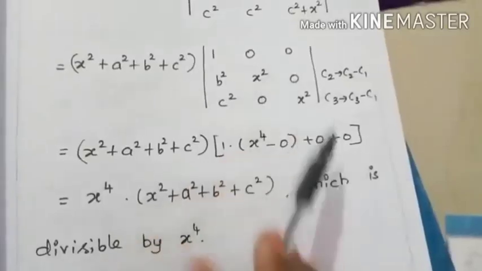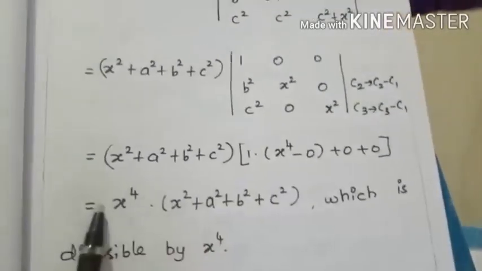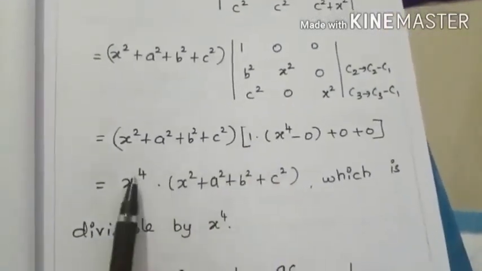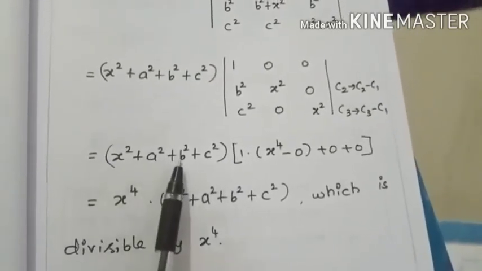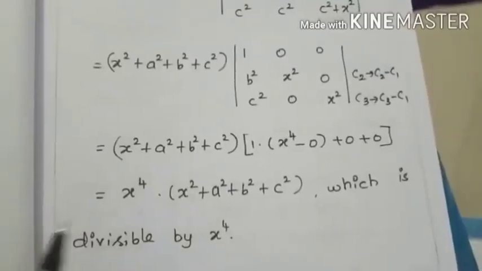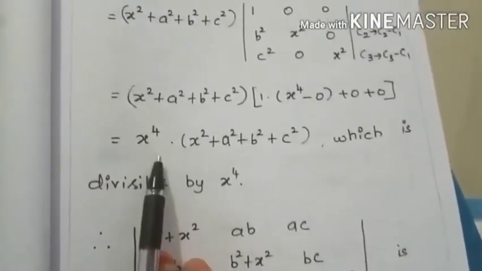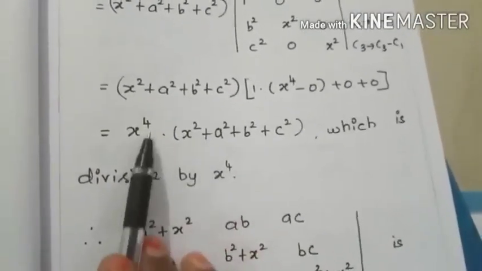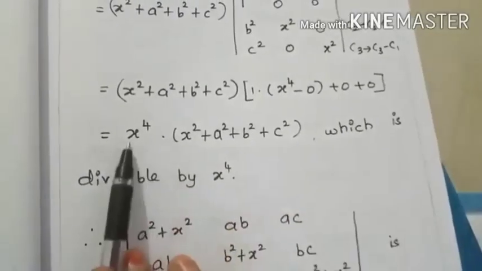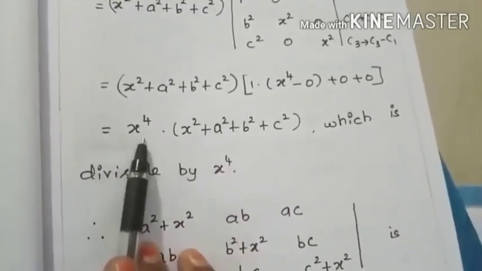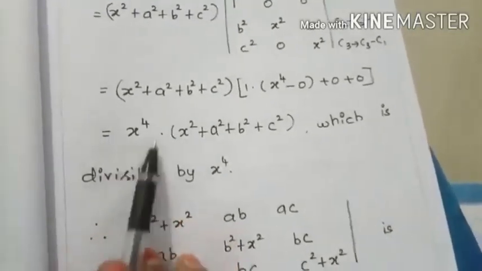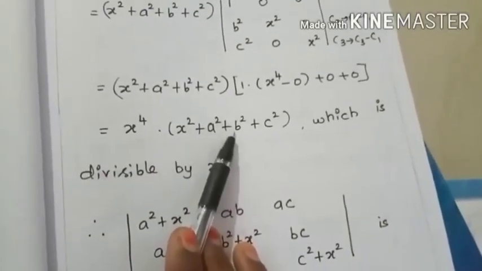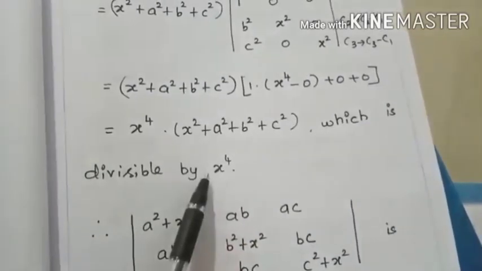Next two elements are 0, 0. So this is equal to 1 into x power 4, that is x power 4 into x squared plus a squared plus b squared plus c squared. This term is a product with x power 4, so it is divisible by x power 4. Therefore the determinant is a multiple of x power 4, so the determinant is divisible by x power 4.